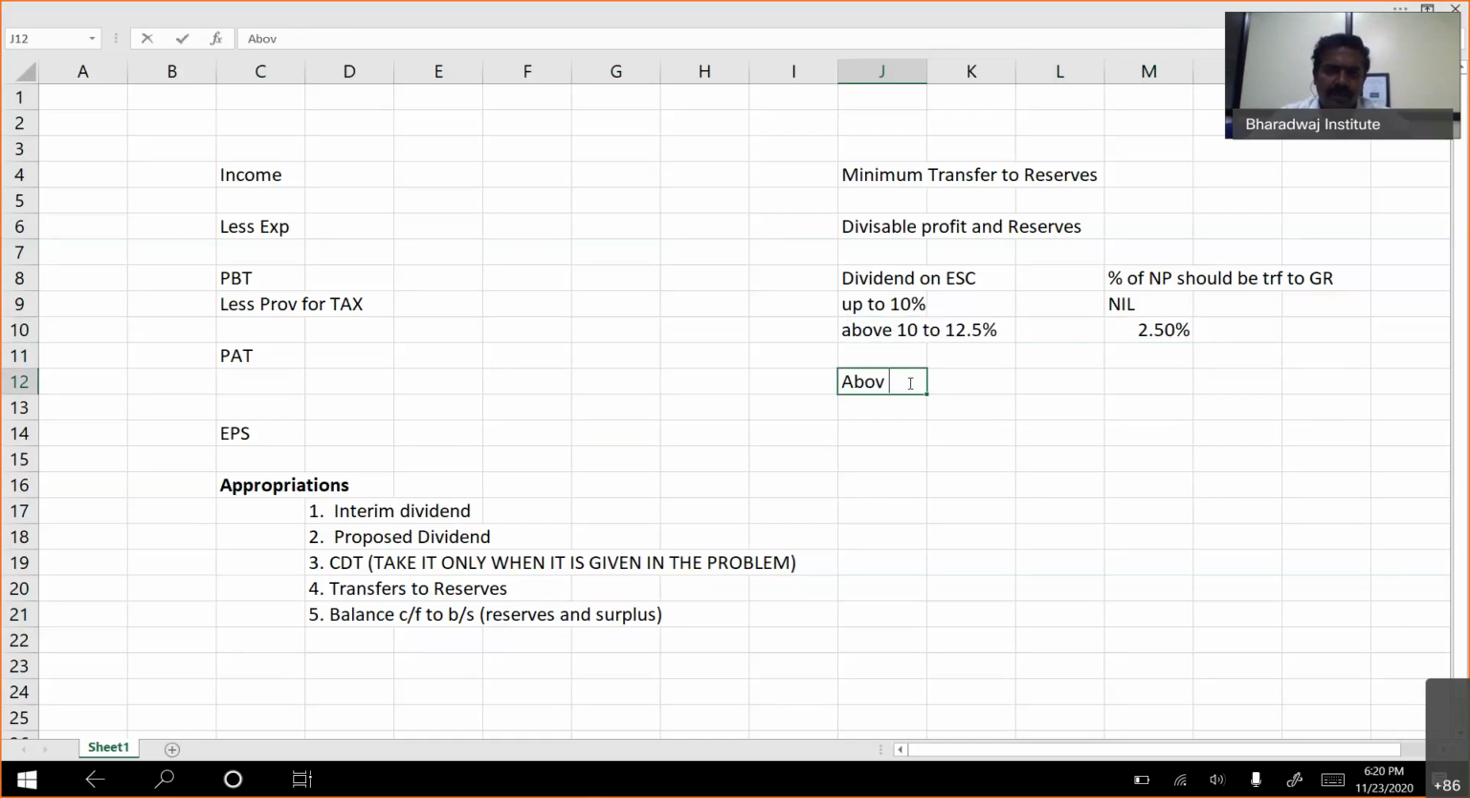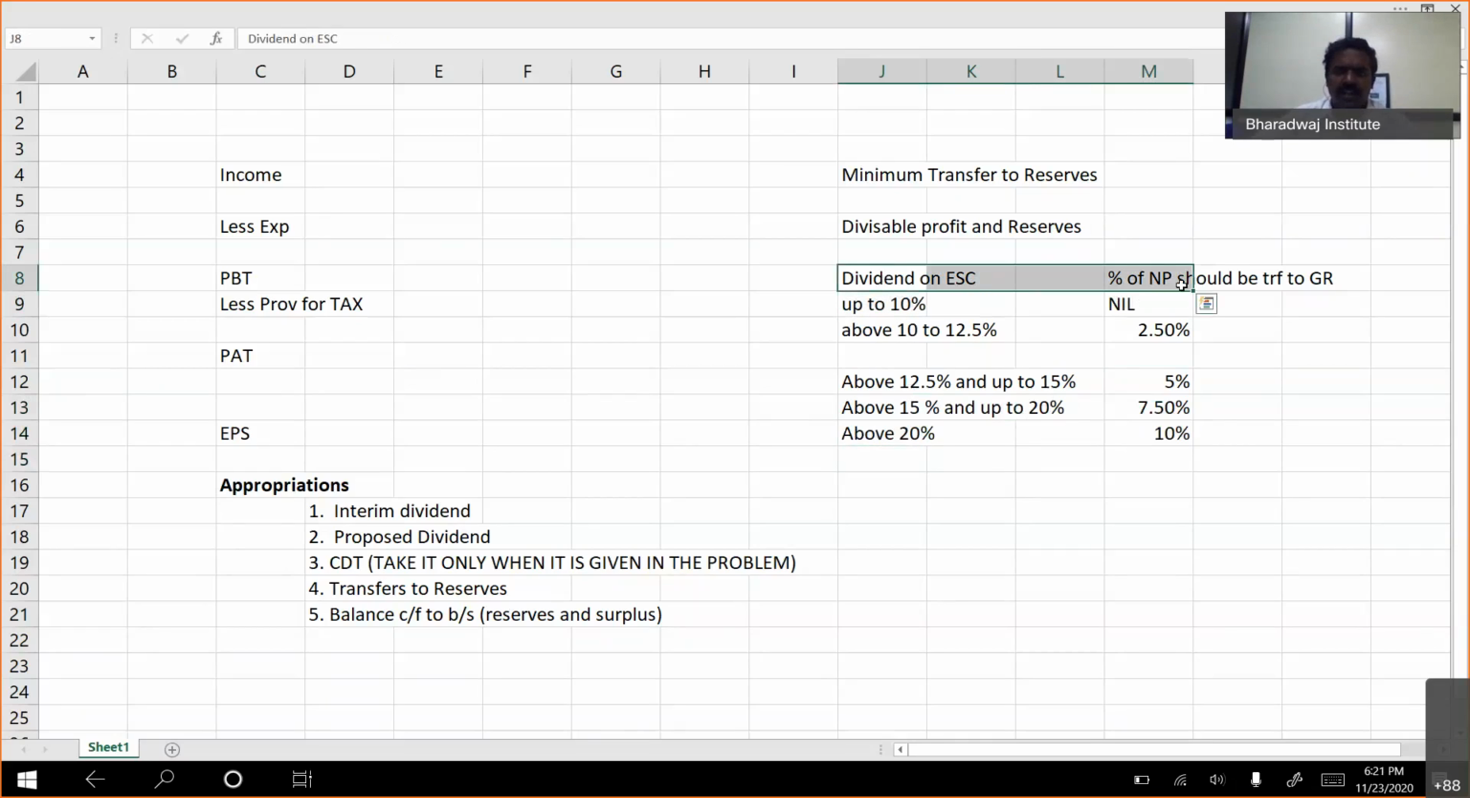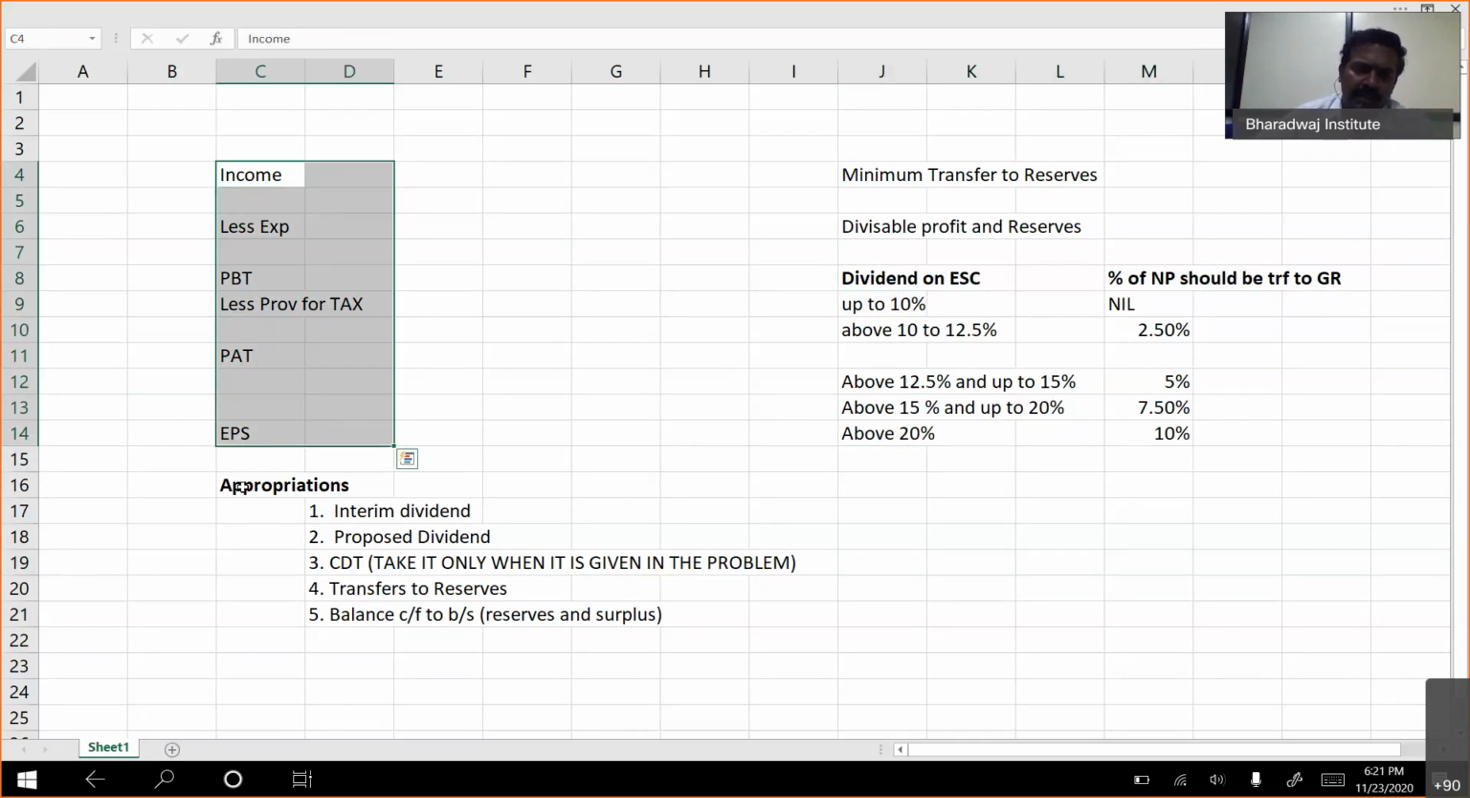Then above 12.5% and up to 15%, you have to transfer 5% of net profit to general reserve. Then above 15% and up to 20%, you have to transfer 7.5%. Then if the dividend declared is above 20%, this can be 21% or whatever, you have to transfer 10% of profit to general reserve. It's a most important question. This can be tested for MCQ or as part of final accounts. So this is about preparation of P&L account and appropriations of profit.